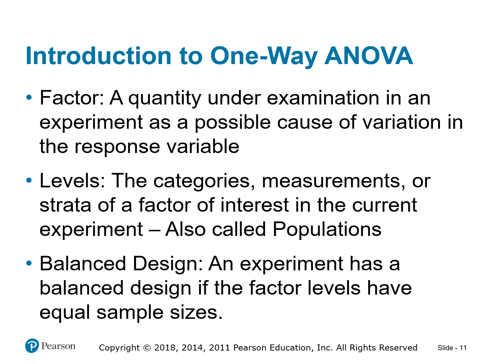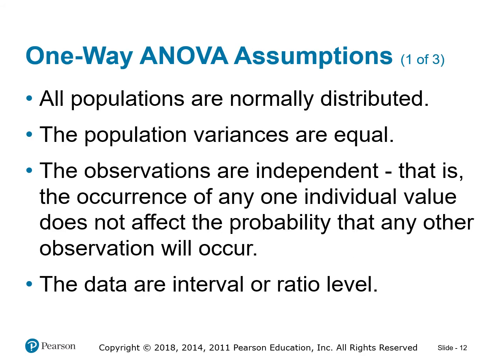All right, factor. The quantity under examination in the experiment for possible causes of variation. So the different groupings that could cause the variation that we're seeing. The levels, these are the categories that create our groups or strata or whatever other factor you could possibly look at. These create your different groups. Now these might all be different populations. They might also all be one population that you've separated out by something of interest. And in a balanced design, all sample sizes are equal. I really should have put this sooner. Regrets.